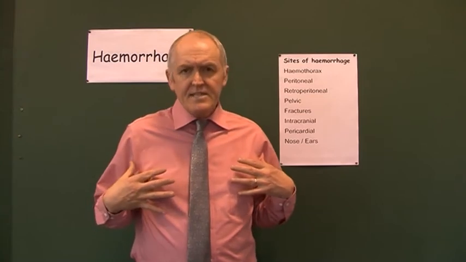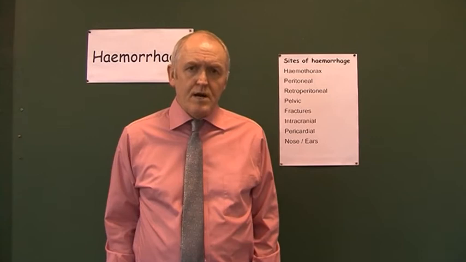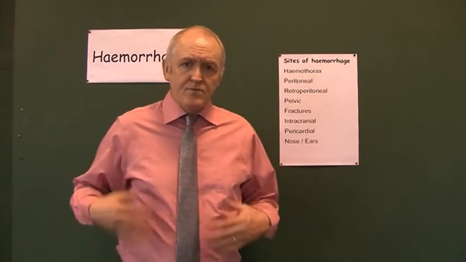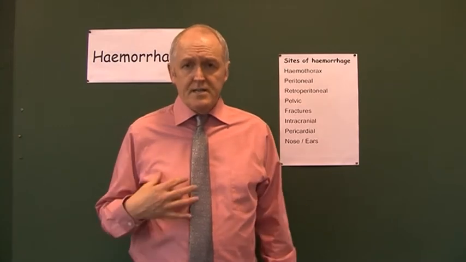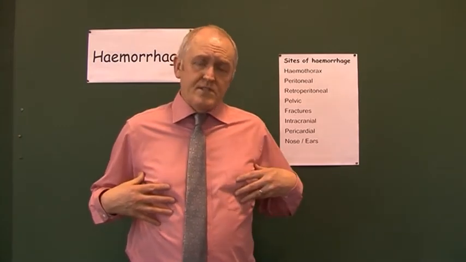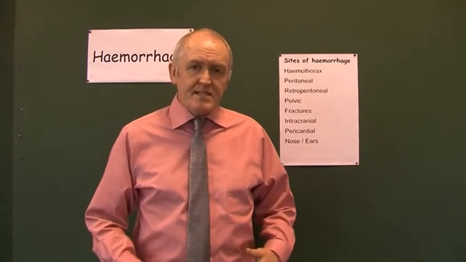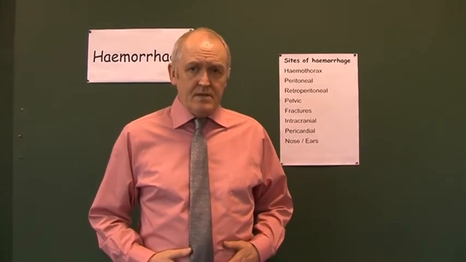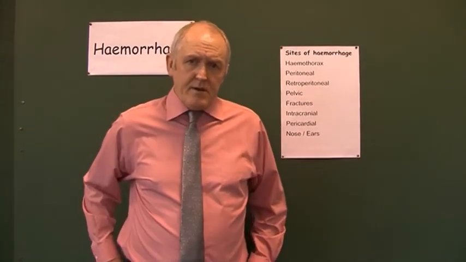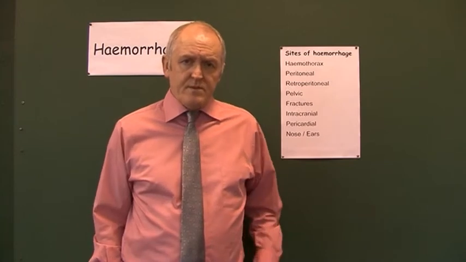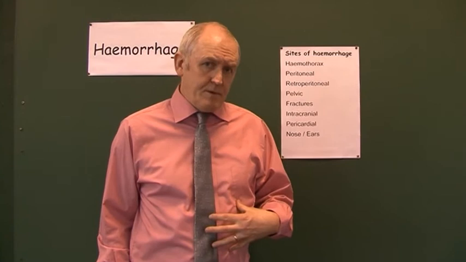Hemothorax, bleeding into the pleural space between the visceral and the parietal pleural membrane. Large volumes of blood can be lost into the pleural space on either side, the right side or the left side. Peritoneal is bleeding into the peritoneal sac in the abdomen. And again, very large volumes of blood can be lost into the peritoneal cavity. We always have to make sure that a patient is not bleeding into the chest or into the abdomen.